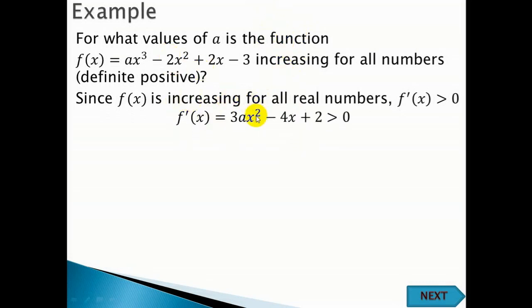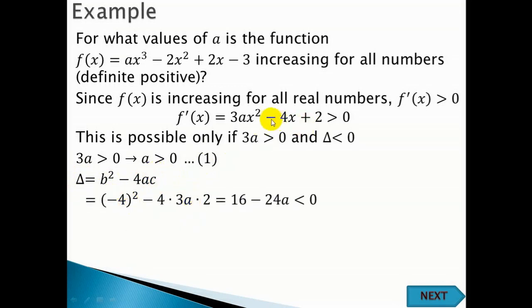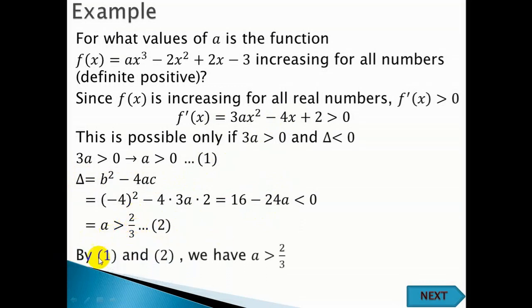So we need to differentiate this one. And then this is possible only if 3a is more than 0 and the discriminant is less than 0. 3a more than 0 gives a more than 0, which is the first condition. For the second condition, the discriminant equals b squared minus 4ac, and then you substitute from here. So we get a more than 2 over 3. So by 1 and 2, we have a more than 2 over 3. So that's how to find a.